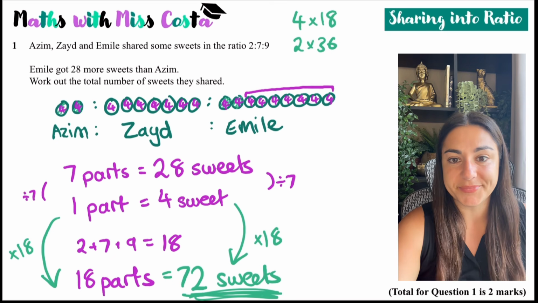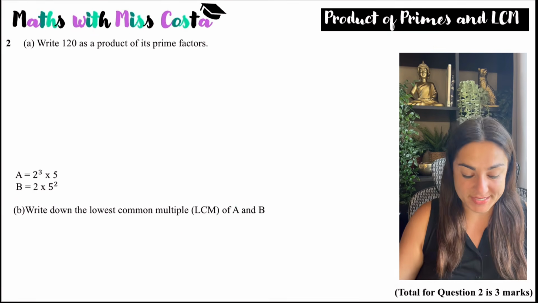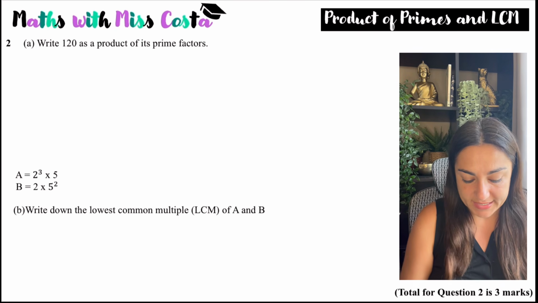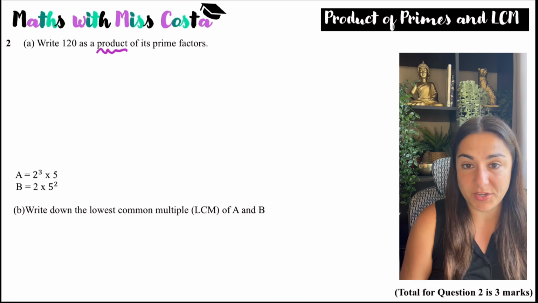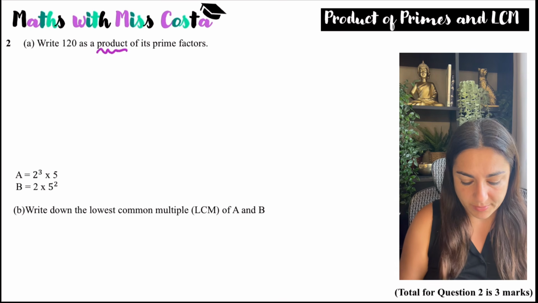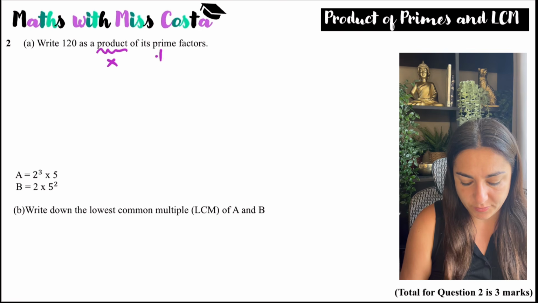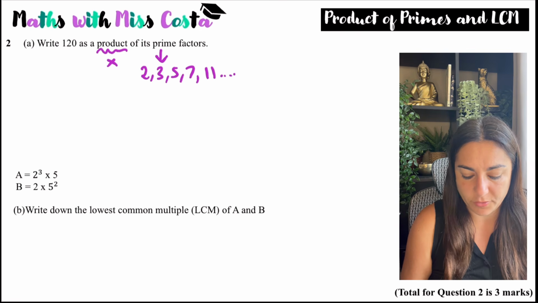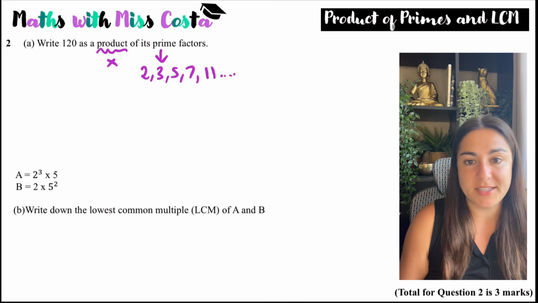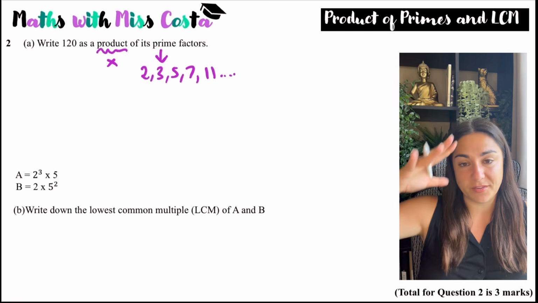Okay, in this question, I'm dealing with writing a number as a product of its primes. When they ask this question, they want you to write the number as in 120 equals. Product is a multiplication. Prime factors are the numbers 2, 3, 5, 7, 11, and so forth. And factors are numbers that multiply into your number. Now, the best way to do a product of prime factors is with a factor tree.